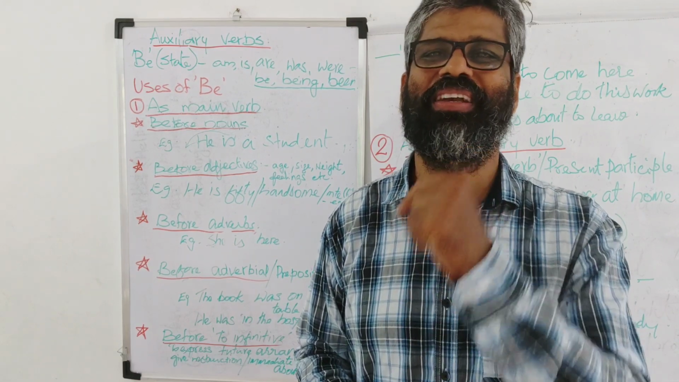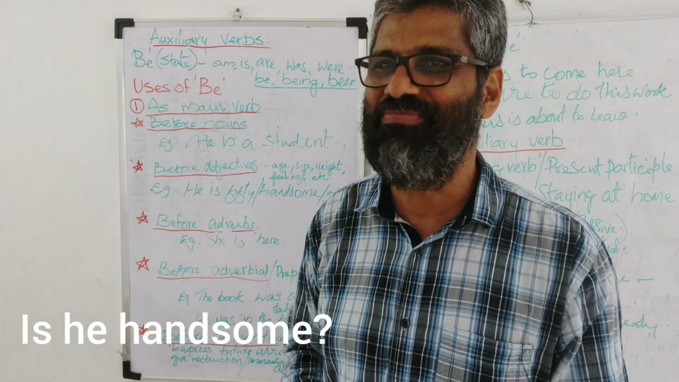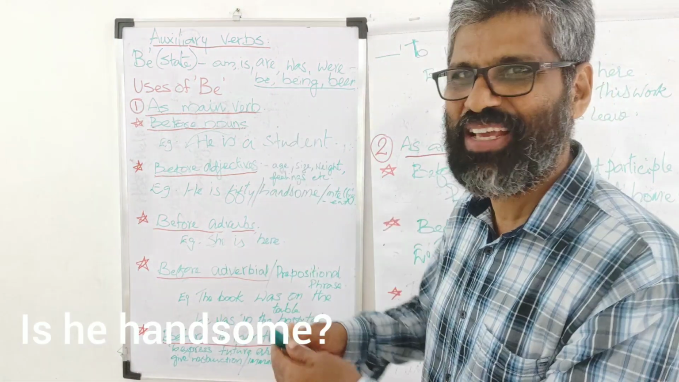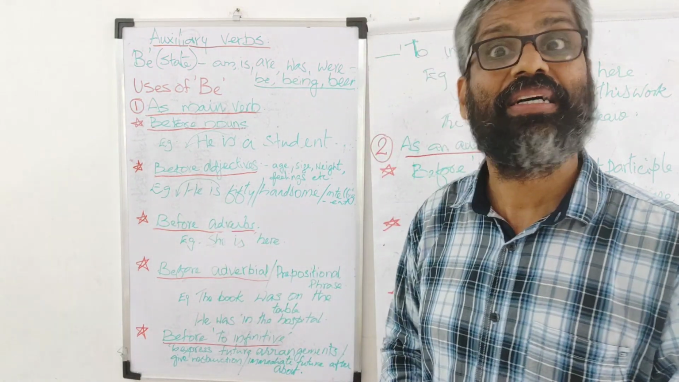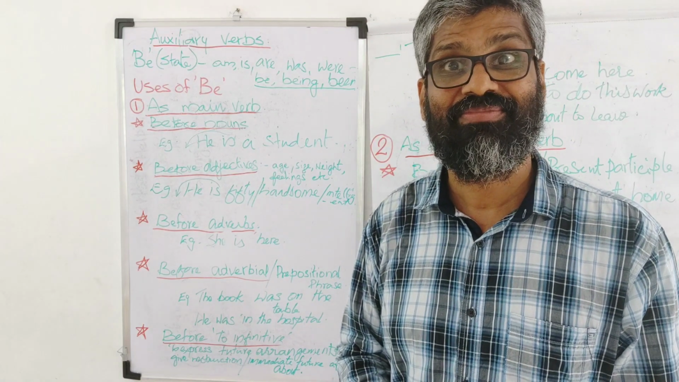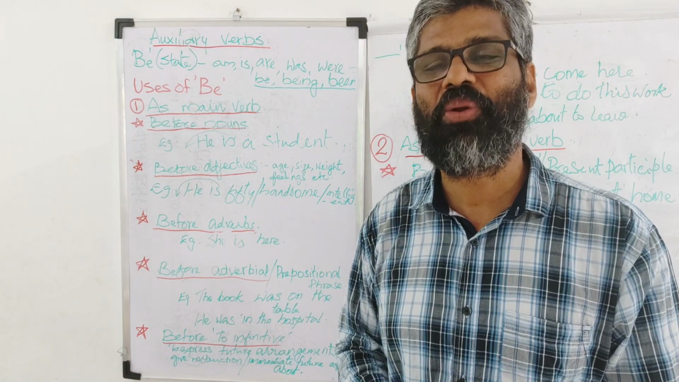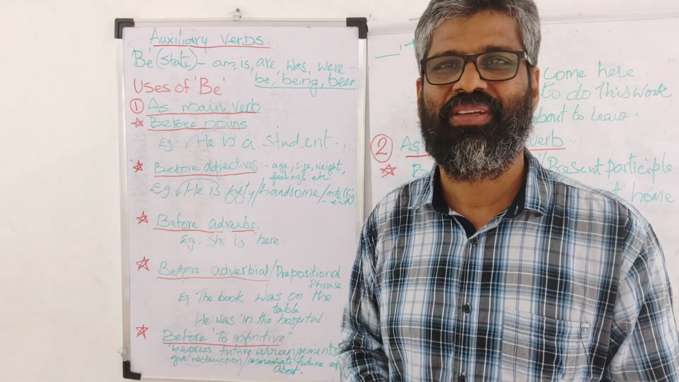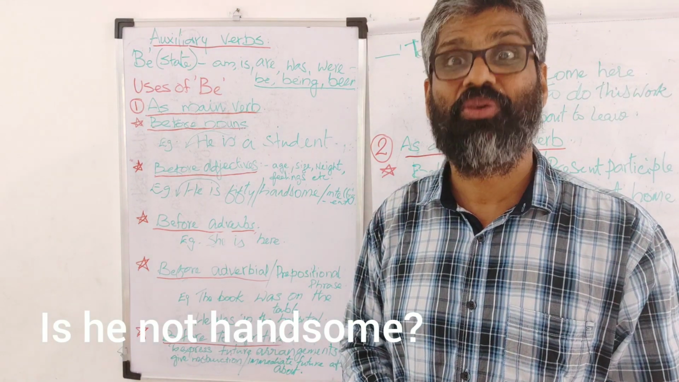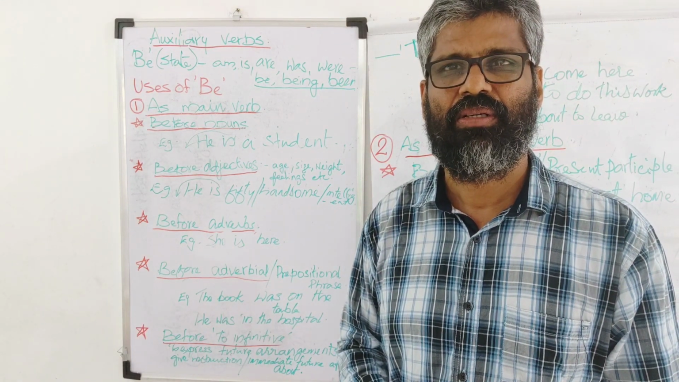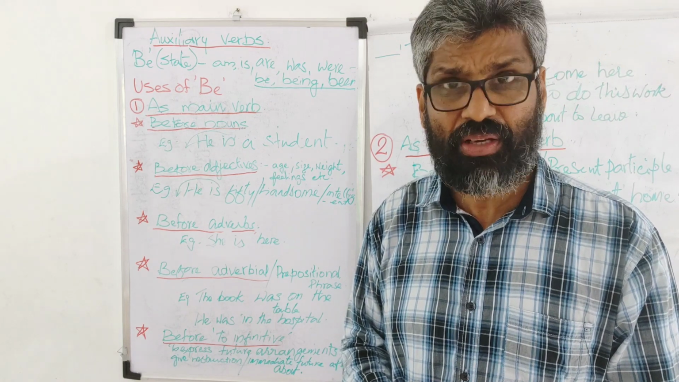Clear? So you want to make an interrogative. How can you frame an interrogative sentence? You see what you do? The same thing. You are inverting. From here, you put it here. He is handsome. Is he handsome? Clear? So you want to make it interrogative negative. How can you? Is he not handsome? Suppose somebody says he's handsome. The other says, okay, no, I don't think so. Then you can say, is he not handsome?